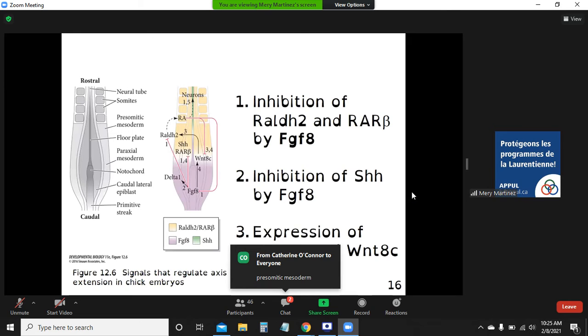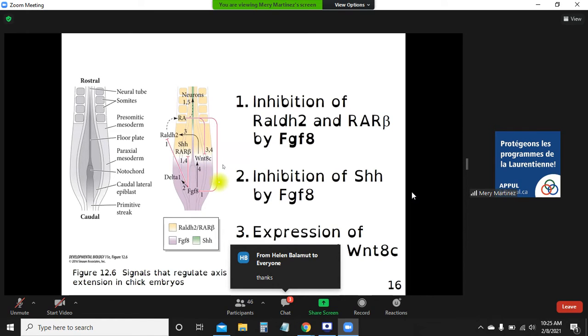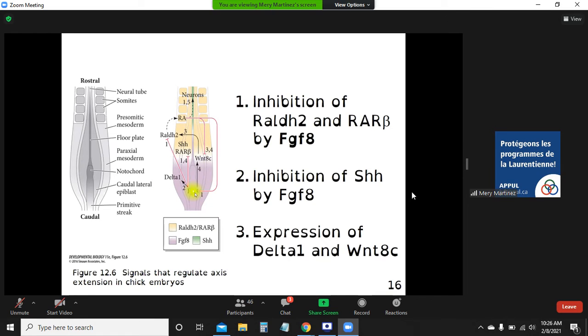FGF signal is also required for the expression of delta, the delta 1 in the middle portion of the caudal lateral plate. But this one also promotes the expression of WNT8C. So FGF is really important to determine that caudal fate in here. So to maintain this group a little less susceptible to the effects of retinoic acid, which is very well expressed in this section as Hensen's node regresses.